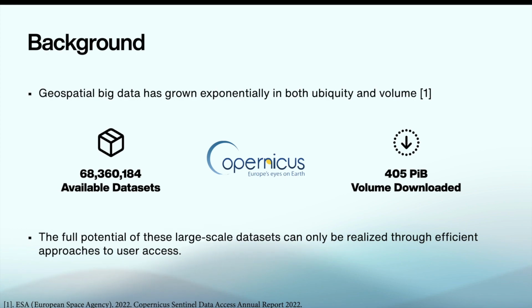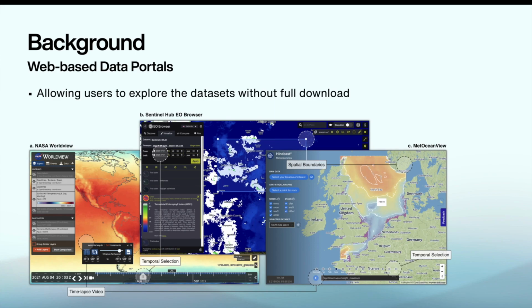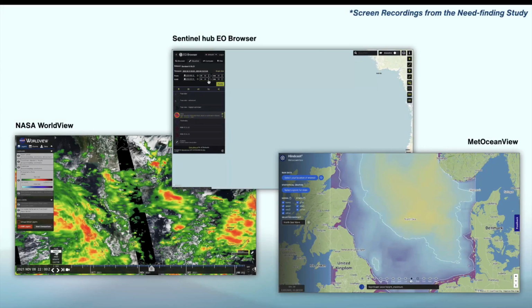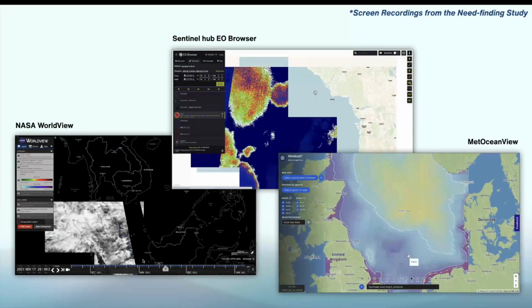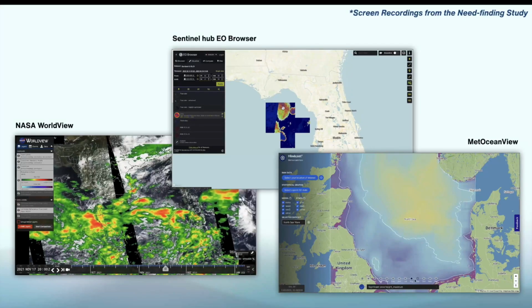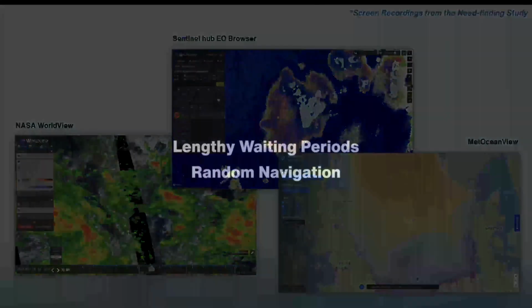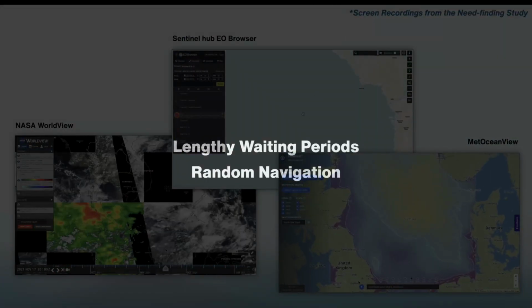The full potential of these large-scale datasets can only be realized through efficient approaches to user access. Nowadays, many organizations offer users a web-based data portal, allowing users to explore the datasets without downloading the entire file. Some examples include NASA Worldview, Sentinel Hub EO Browser, and MetOceanView. However, the voluminous nature of geospatial data often leads to a cumbersome and blended user experience during temporal selection. Loading a single frame of data may take several seconds. Users often have to face lengthy waiting periods and random navigation between time steps.